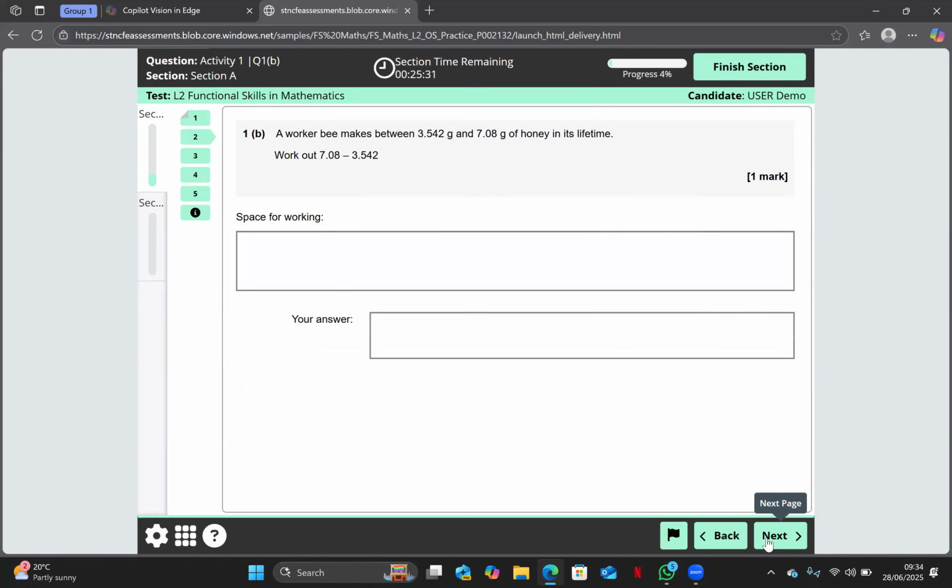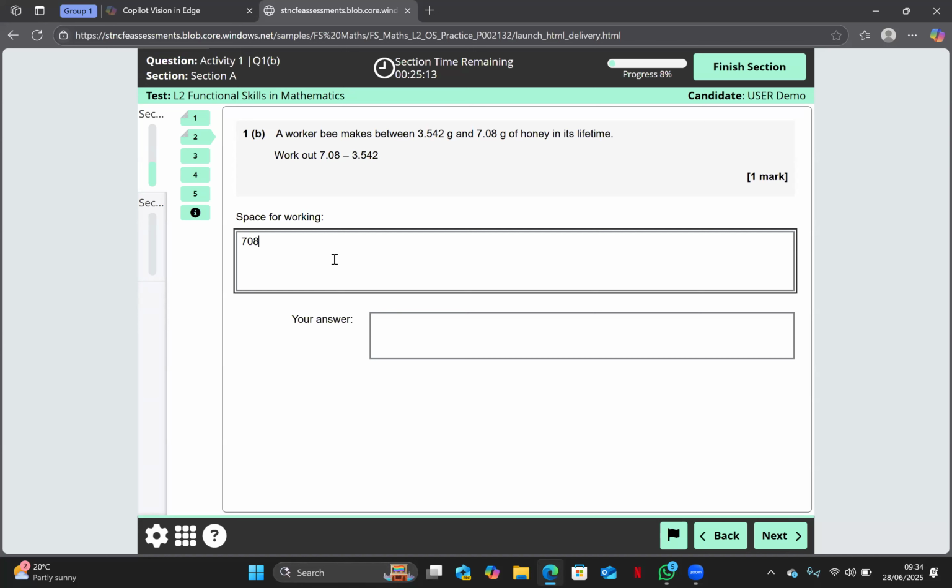So the next question: a worker bee makes 3.542 grams of honey in its lifetime, and another makes 7.08. Work out 7.08 take away 3.542. So what we can do is make this 7.080 take away 3.542.